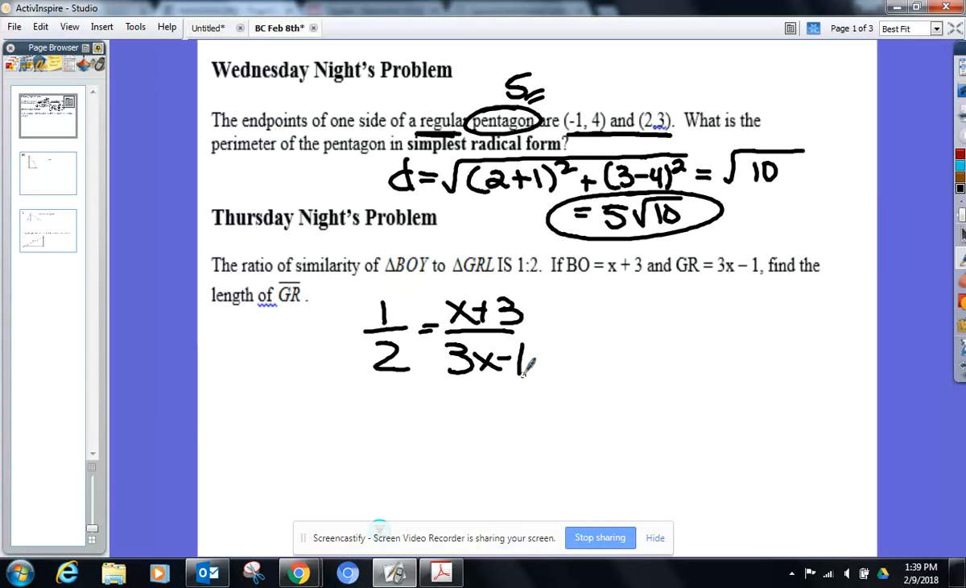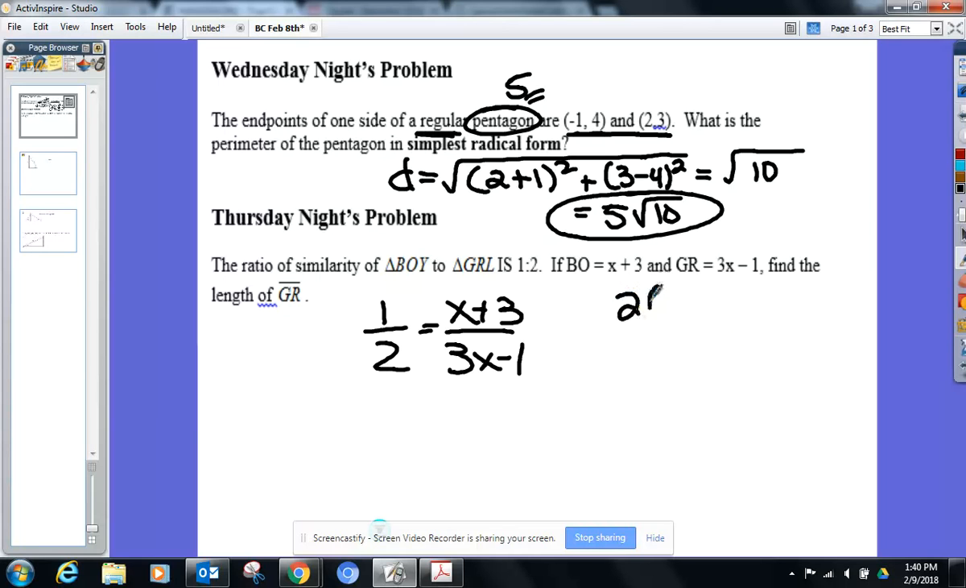Hey, think about this. Which triangle? If it's 1 to 2, which one's bigger? GR 1 to 2. Which one's bigger? GRL. Everyone agrees? Which would mean which one's bigger, BO or GR? GR. So I wouldn't multiply GR by 2. I'm making it even bigger. All right. I would multiply the smaller one by 2 to set it equal to 3x minus 1.